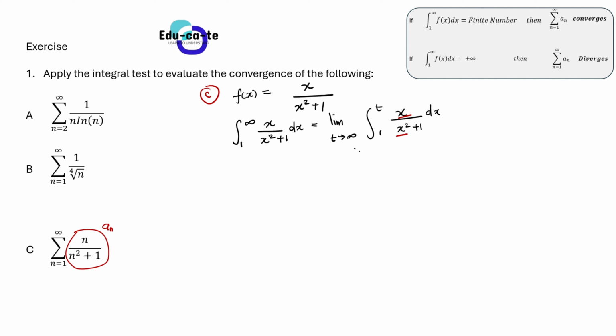So if you let u be equal to x squared plus 1, then the derivative of u with respect to x, du/dx, will be equal to 2x. And then if you realize one thing here, we have got x dx on top, but here we have got 2x. So to find what we have in the integral, we would say that du over 2 would be equal to x dx.